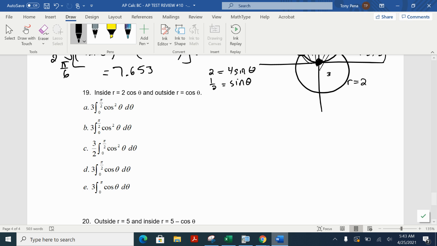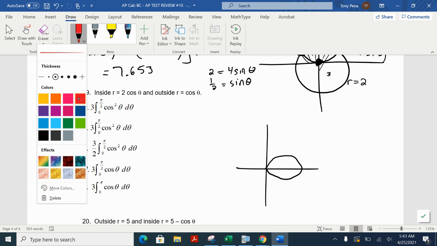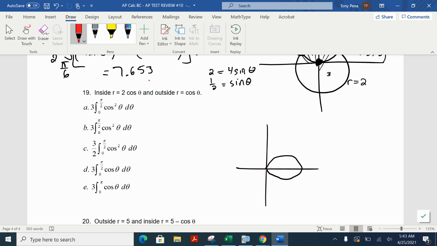So with this one, if we were to go ahead and graph this, r equals cosine of theta is going to look like this. And then 2 cosine of theta should just pretty much look like the same thing, right? Except it's going to be a little bit bigger, twice that size. So it kind of looks like this. All right. So now what we're looking for is we want to be inside of the big one, but outside of that small one.